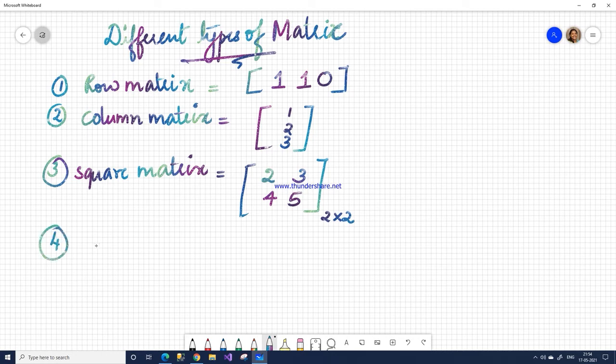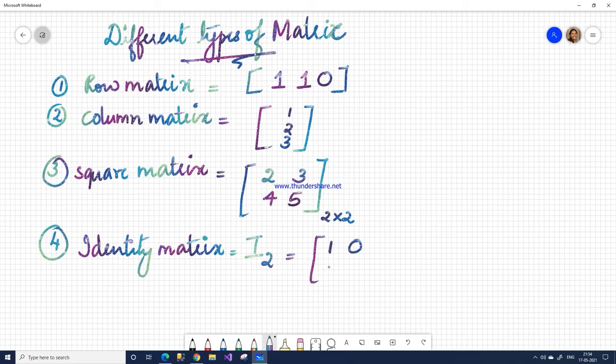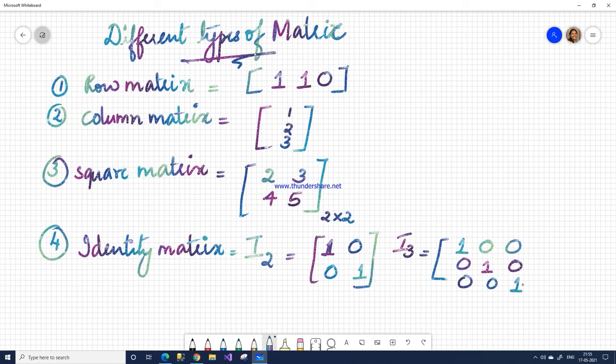Now let's see what is an identity matrix. Identity matrix is normally represented in the form of I. So I2 means it is an identity matrix of order 2. It will be a 2 by 2 matrix. The diagonal elements will be 1 and the rest of them are zeros. So this is an identity matrix of order 2. And if it is an identity matrix of order 3, the diagonal elements will be 1 and the rest will be zeros. So this is an identity matrix of order 3.